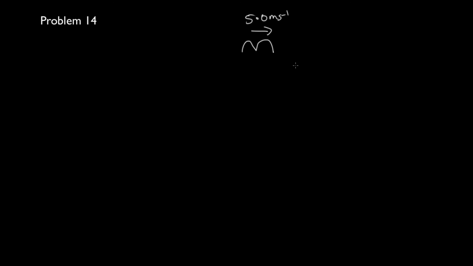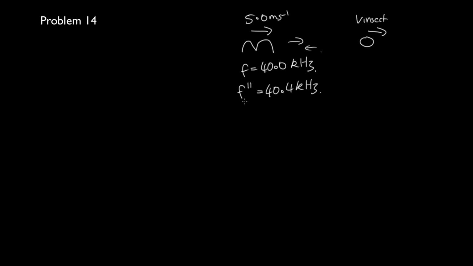It emits a chirp with a frequency of 40 kilohertz, and then it detects the reflected chirp with a frequency of 40.4 kilohertz from the insect trying to escape by flying directly away from the bat. So here's our insect. It's travelling in this direction away from the bat. And so the signal from the bat comes in this direction, bounces off the insect and comes back.